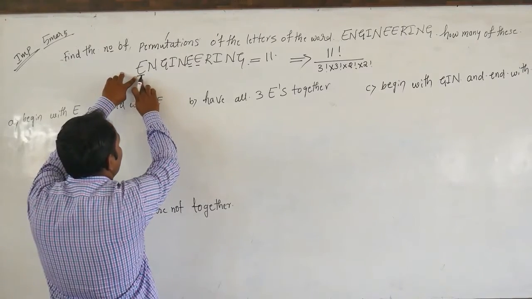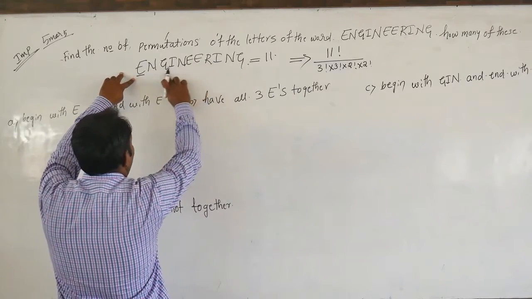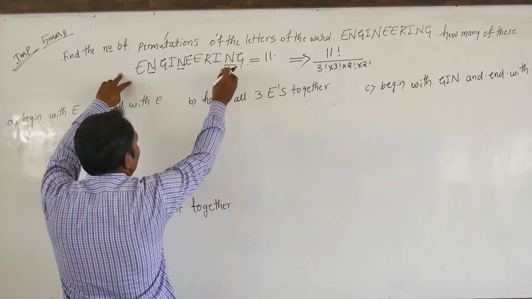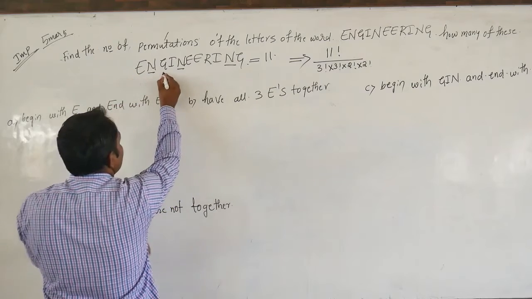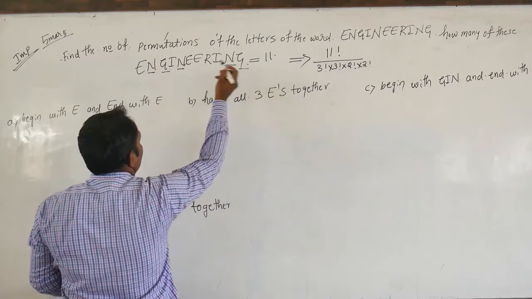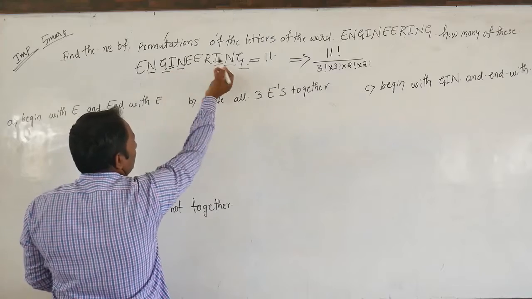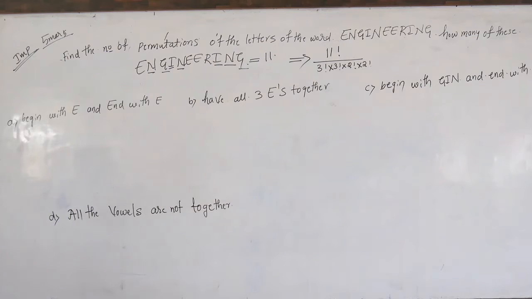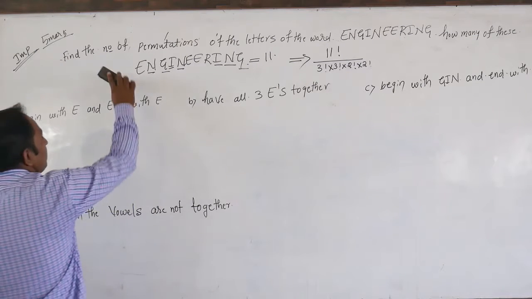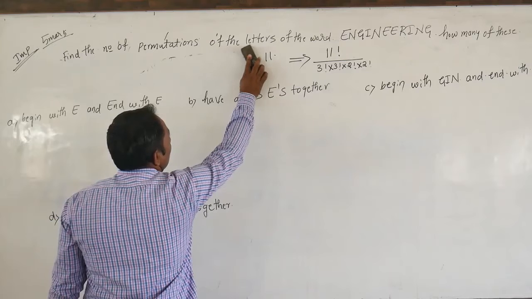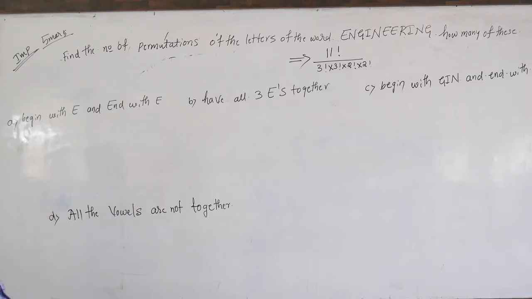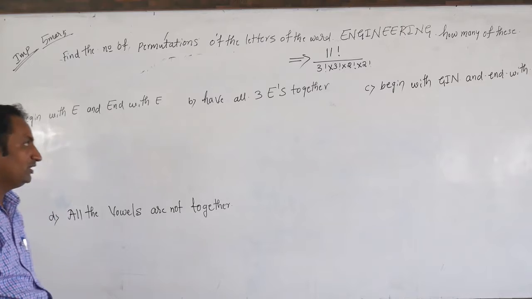Here E is repeating 1, 2, 3 times. N is repeating 1, 2, 3. G is repeating 1 and 2. I is repeating 1, 2. And R is 1. That's why the number of permutations of the letters of the word engineering is 11 factorial divided by 3 factorial, 3 factorial, 2 factorial and 2 factorial.